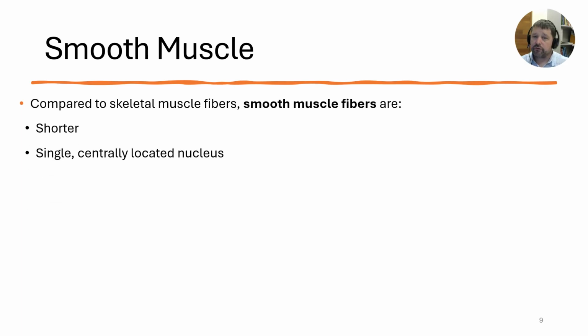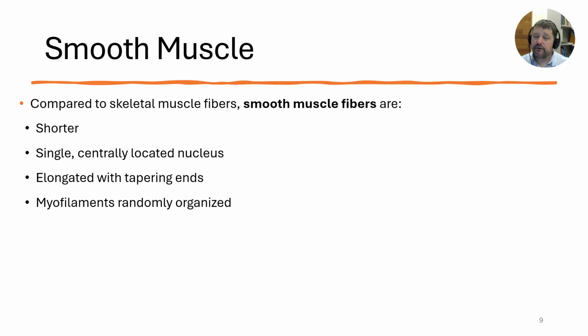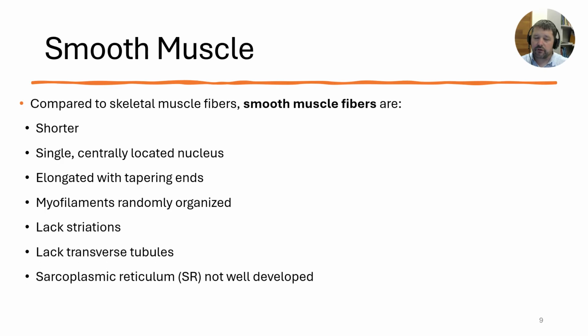First of all, smooth muscle cells are shorter. They have a single nucleus. Remember, skeletal muscles are elongated with multiple nuclei. Smooth muscle cells are elongated, but their ends taper off, so it's not a sarcomere ending, attaching to another skeletal muscle cell. The myofilaments are randomly organized inside the cell, and we'll talk a little bit about that. There are no striations.